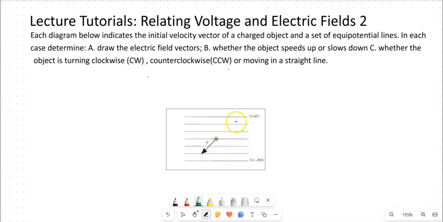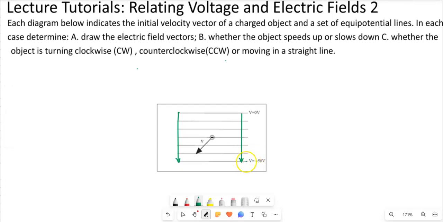So the electric field is pointed downwards. So I'm going to just draw a couple green arrows over here. It's downwards everywhere all through this, but there you go. The electric field is pointing down. The high voltage is 0 in this case. The low voltage is negative 50 volts, right? So the electric field is pointing downwards.